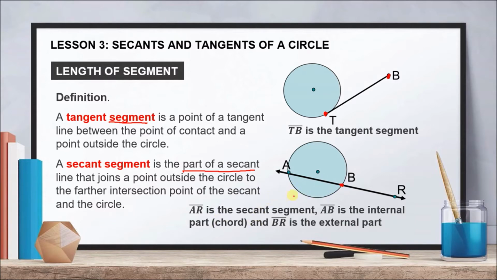From our drawing here, AR is a secant segment in nature, from here up to here. Pero sa secant segment na yan, meron siyang tinatawag na internal part, which is AB, and meron siyang external part, which is BR. Again, AR is a secant segment, pero sa secant segment na yan, na-divide into internal part at saka external part niya. As simple as that. Which is different from tangent segment na na-mention natin kanina.